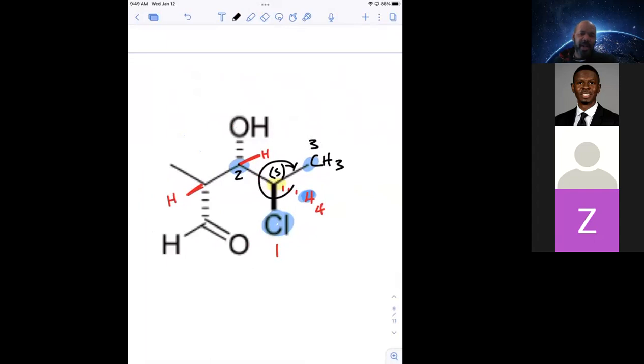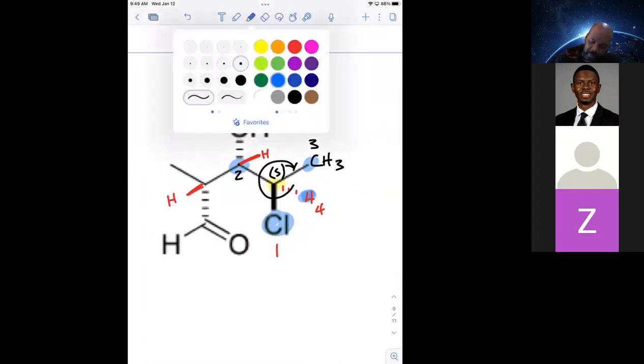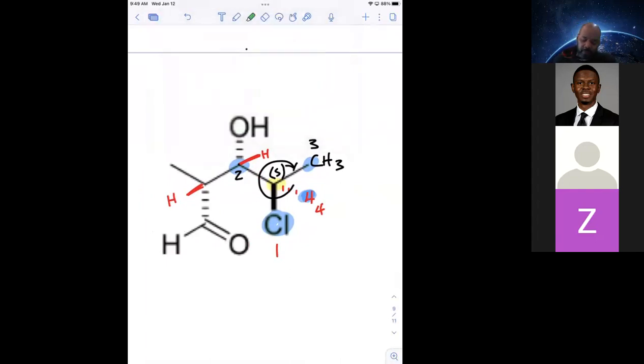All right, look at the second one and somebody prioritize that. Let's find the groups first. Always find the 4 groups, then prioritize, and then assign configuration. So this is a group, is that right? Yes. This is a group. And then this is a group. And of course, the hydrogen is a group.